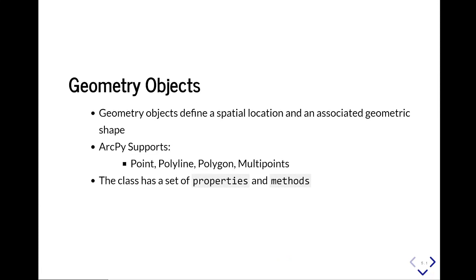The geometry objects are objects that define spatial location, and they're associated with some sort of shape. And ArcPy has 4 overriding shapes, and that's a point, polyline, polygon, and multipoint. And they can both be simple and complex. The class has a set of properties and methods that goes along with it.